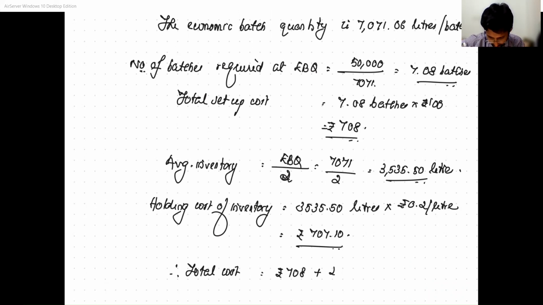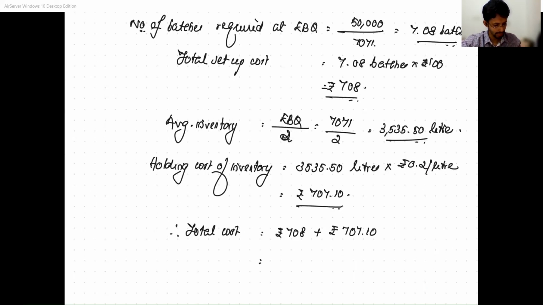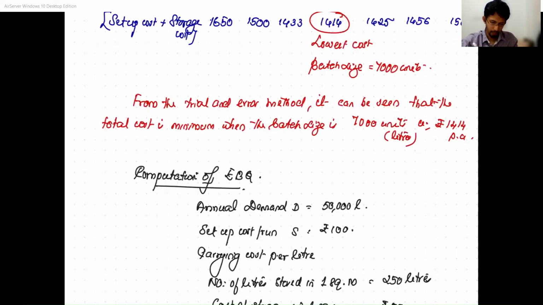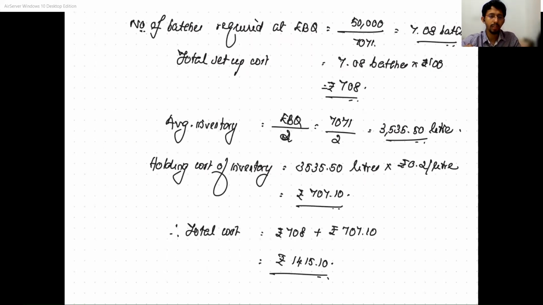708 plus rupees 707.10. That is equal to 708 plus 707.1 rupees, 1415.10. Is it the same total cost over here? 1414. Here also you are getting 1415. So the total cost which you are getting is more or less same in both the places.